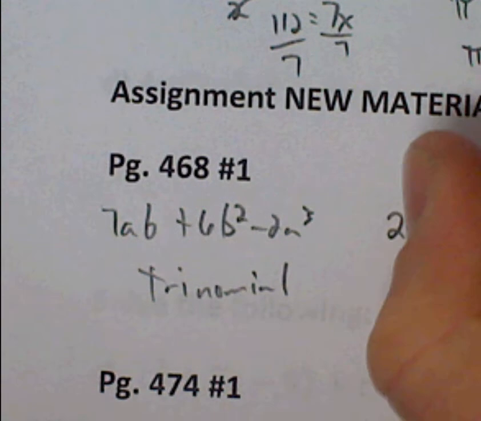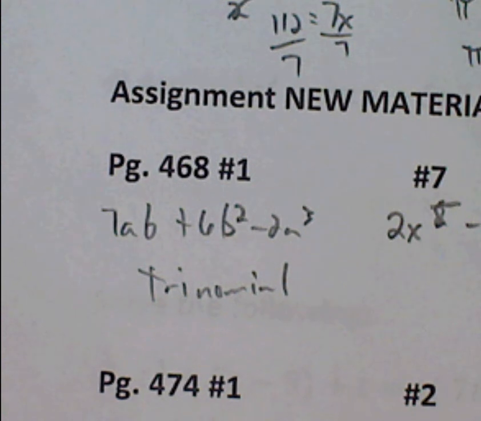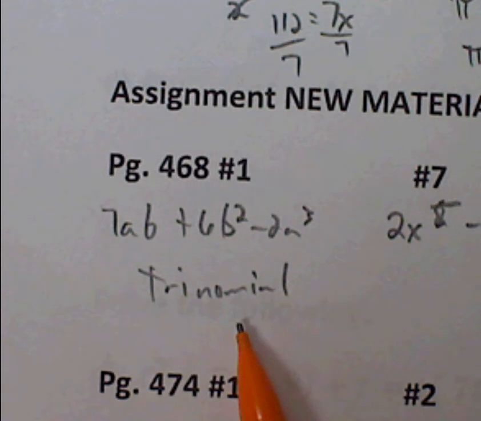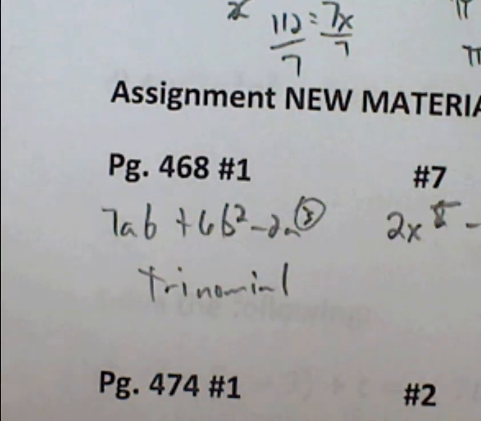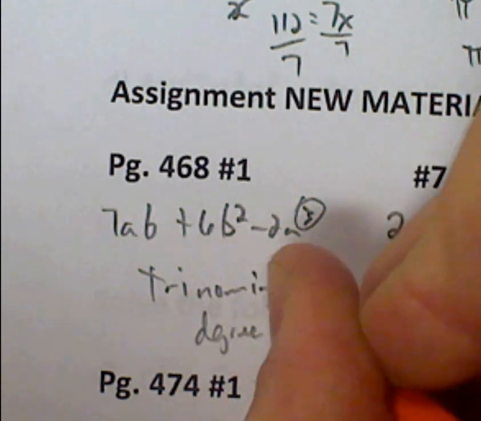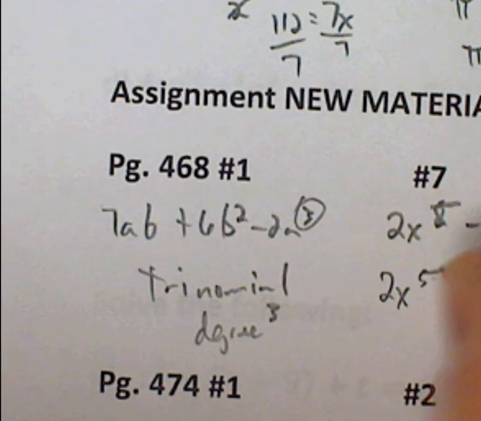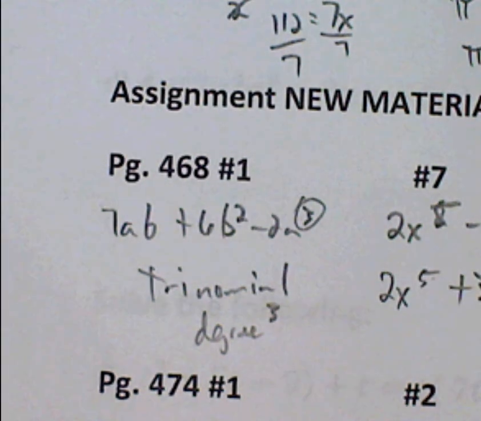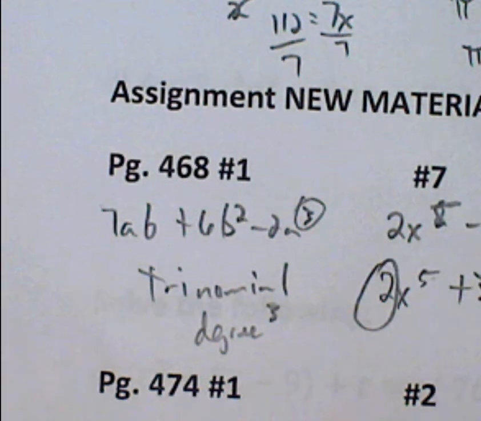Number 7 gives me 2x to the 5 minus 12 plus 3x. Sorry, I got to go back here, and it says find the degree. So my largest degree would be 3. So degree 3. So we got 2x to the 5 minus 12. It says write each in standard form. So this would be 2x to the 5 plus 3x minus 12, because it's got to go in order. Identify the leading coefficient. My leading coefficient would be 2.